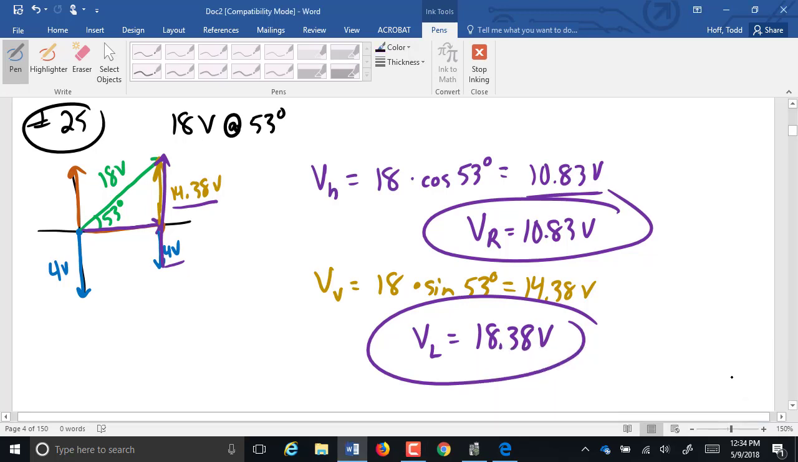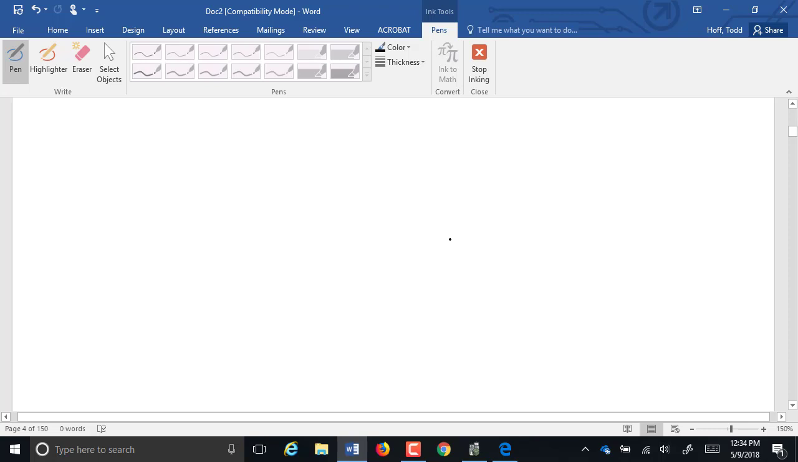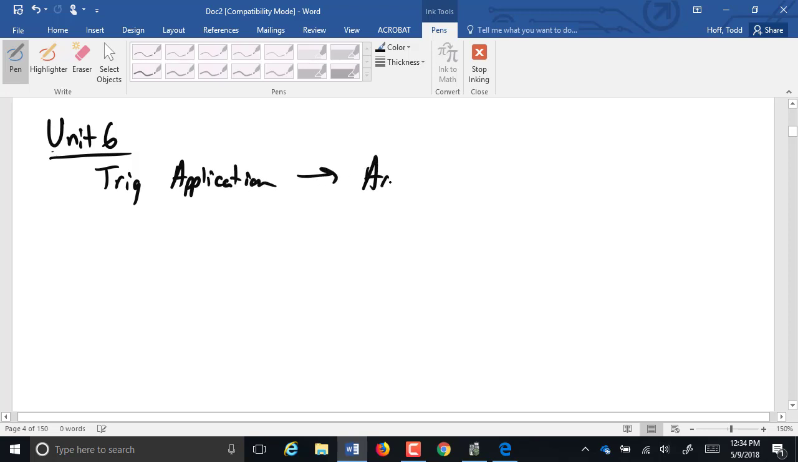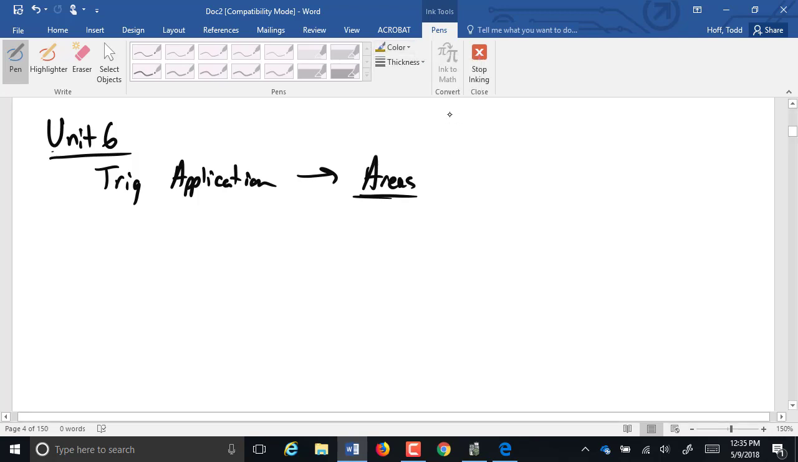Okay, so for today, our new stuff, starting our new unit. This is unit 6, isn't it? Woohoo! Unit 6 deals with trig applications to finding areas. Some of these involve a lot of trig, some involve just a little trig. Today's involves kind of a medium amount of trig. What we want to talk about is the area of triangles.